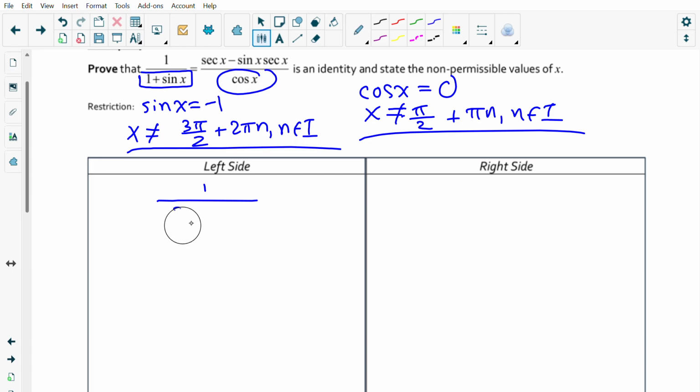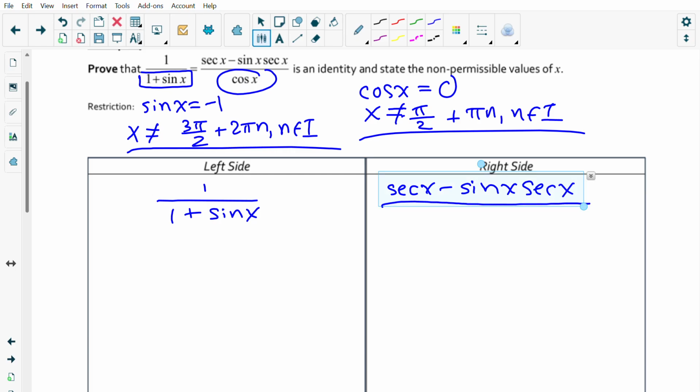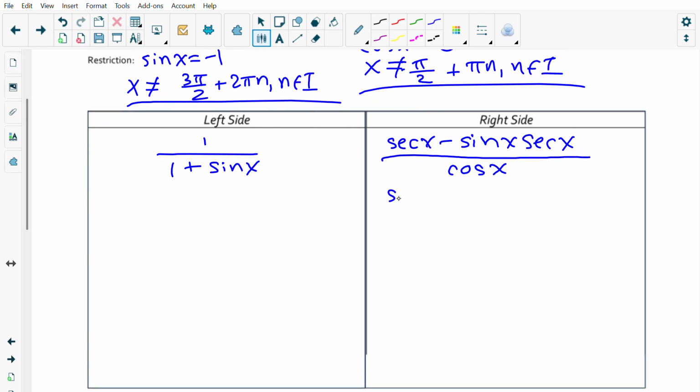Okay, left side, 1 over 1 plus sine of x. That's the simpler side. The right side is actually more complicated this time. So secant of x minus sine of x, secant of x, divided by cosine of x. All right, let's start working on the right side. I'm going to split up this fraction. I have secant of x over cosine of x minus sine of x secant of x divided by cosine of x.